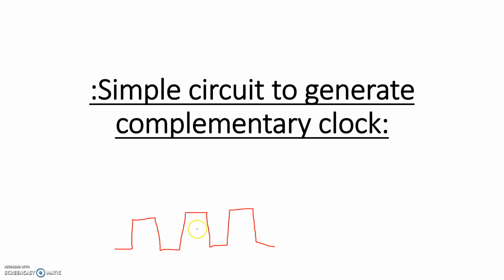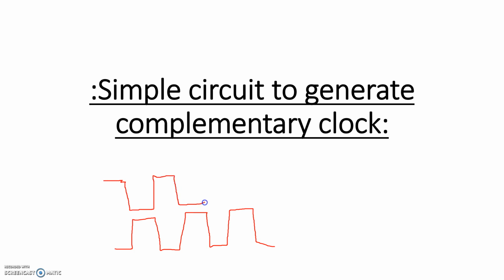So suppose you have this particular clock signal and you want to generate an exact replicate complement of it. When this input is low, the output of the complementary clock should be high. Then when the input of this clock goes high, the output should go low. Here the input is high, so the complementary clock output should be low, and then again the input goes low so that your output goes high.